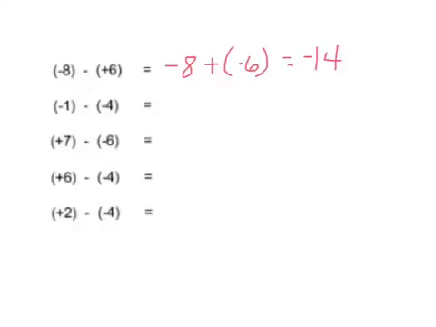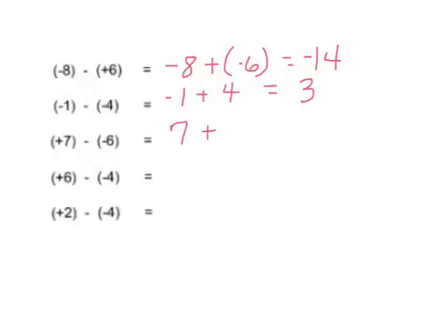Let's try the second one. -1 stays -1. Minus goes to a plus, and the sign of your second number switches from a -4 to a +4. My signs are different, so I subtract, and I take the sign of the bigger number, which would be a +3.